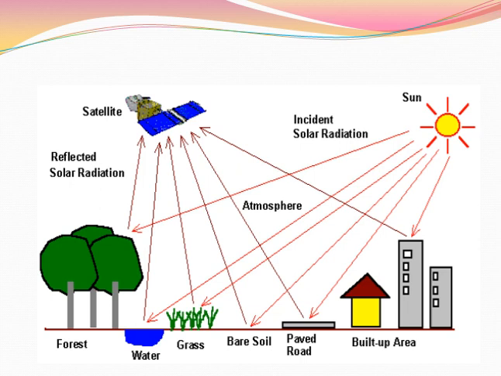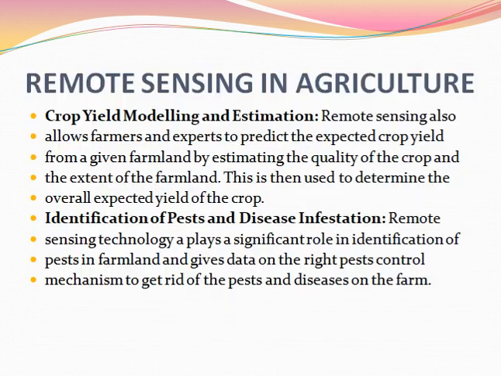Then remote sensing in agriculture. It is carried out for crop yield modeling and estimation. In this, farmers and experts predict the expected crop yield from a given farmland by estimating the quality of the crop and the extent of farmland. This is then used to determine the overall expected yield of the crop.